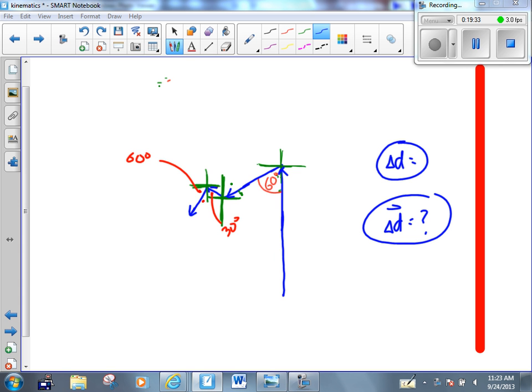Is that okay? All right, that's what I want you to do now. Take your vector diagram and resolve it. Get the sum of these vectors. Get the total displacement.